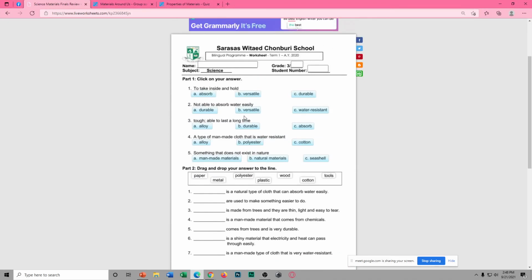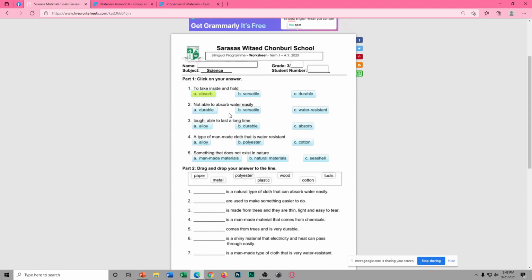Okay, now let us go to our live worksheet. For the live worksheet, write your name, grade, and number. For number 1, to take inside and hold. When it gets water, what word is that? Absorb, versatile, or durable? Absorb.